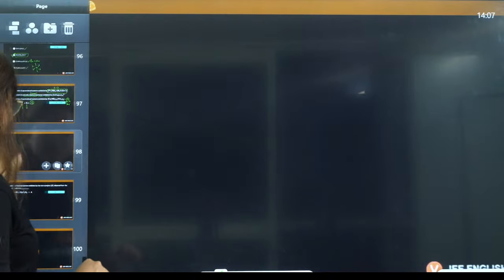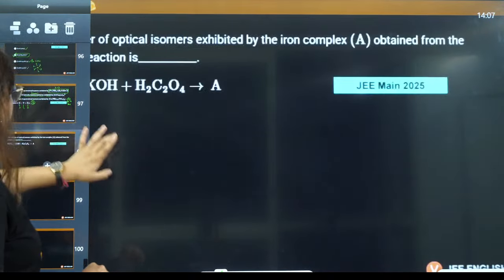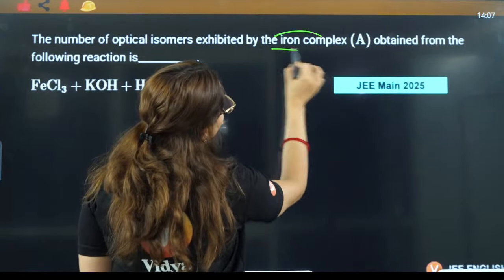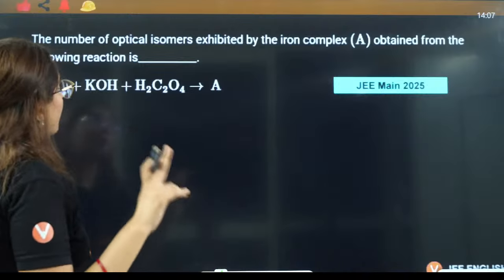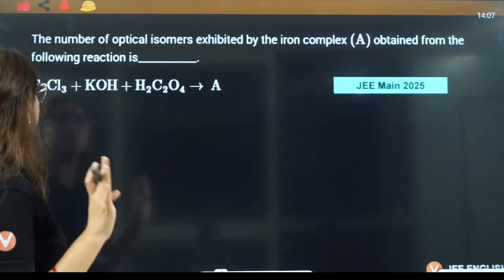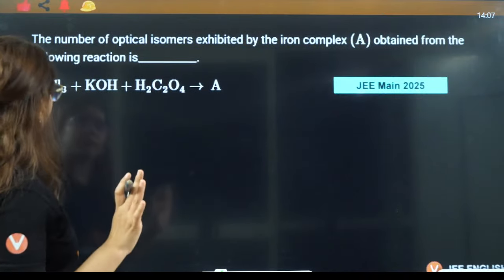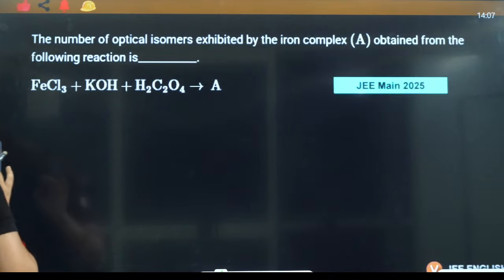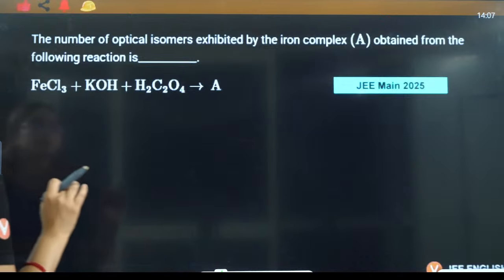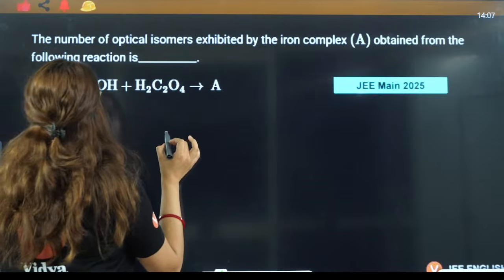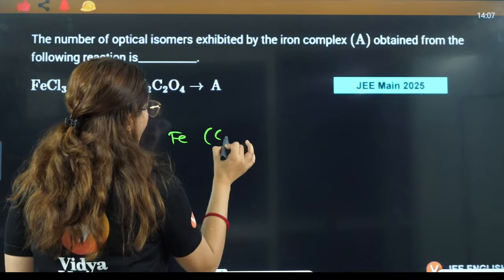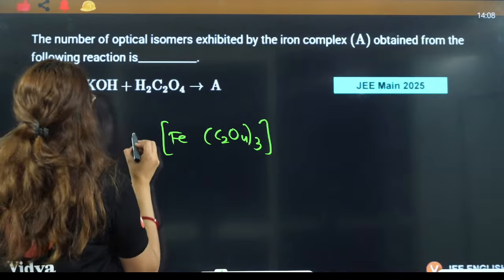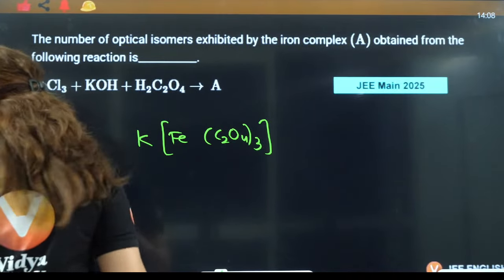Okay, next question is: the number of optical isomers exhibited by iron complex A obtained from the following reaction is what? Firstly, you have to tell what is the answer of this reaction. So you have Fe, you have oxalato, that will be 3, right? And outside will be iron here, right?